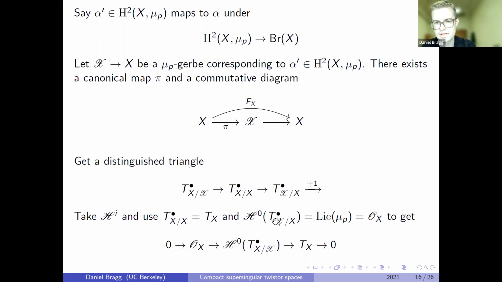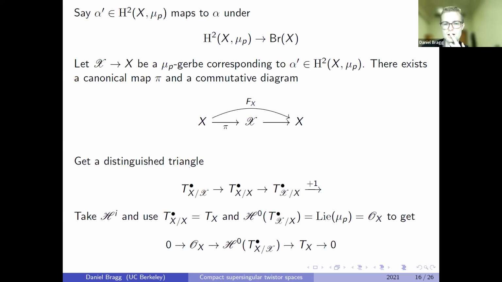The thing that's special here is that this group scheme mu p is non-smooth, which means that its derived Lie algebra has cohomology in two different degrees. If it were a smooth group scheme, it would just have cohomology in one degree, but it's non-smooth, and that gives rise to extensions like this.